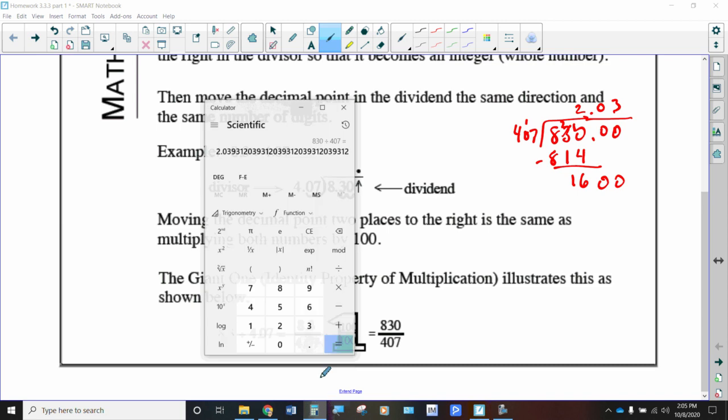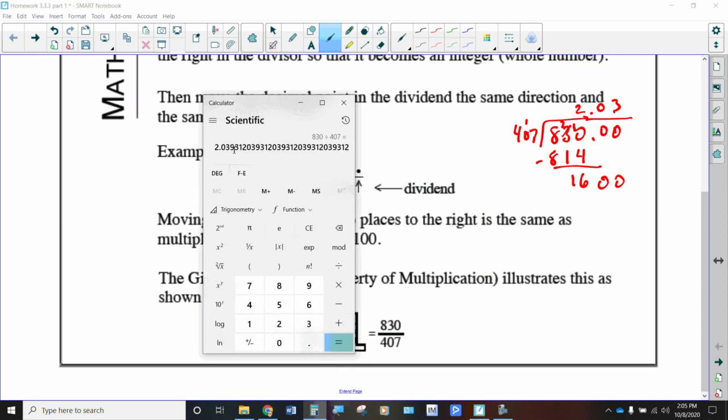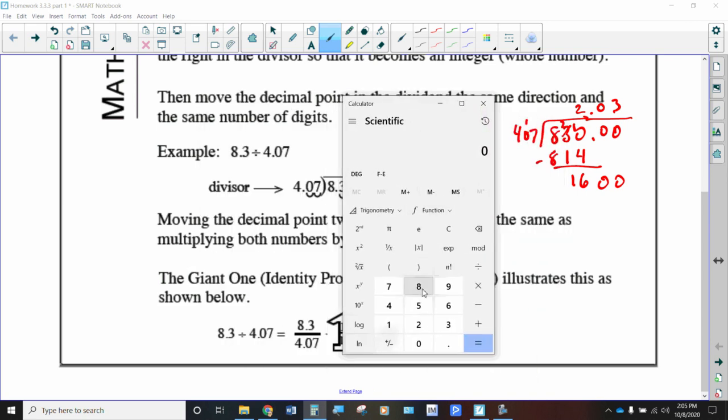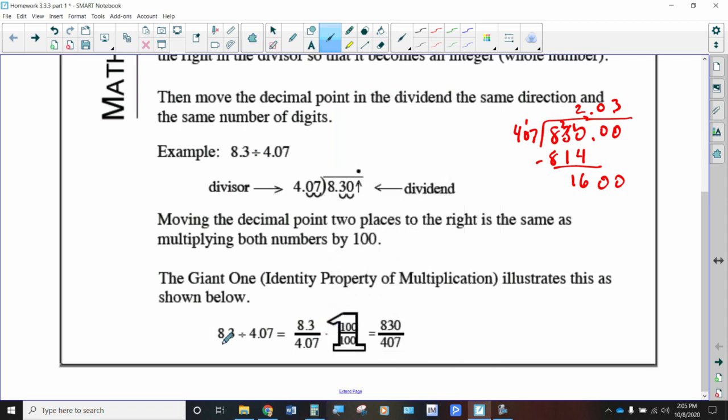But let's just prove, right? Say our answer is 2.039, almost 2.04. Let's prove that that works. Let's take the original problem, which was 8.3 divided by 4.07, and you will get the exact same answer. So this proves that rewriting this division problem after multiplying times a giant 1 so you get rid of your decimals is equivalent to the original, and that's a lot easier to work into our algorithm, so that's the one we want to work with.